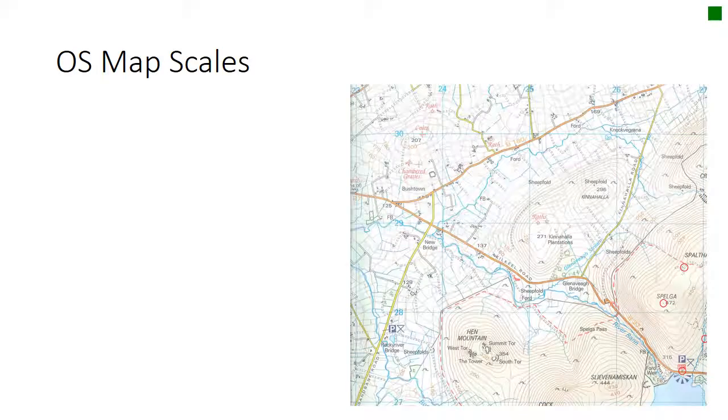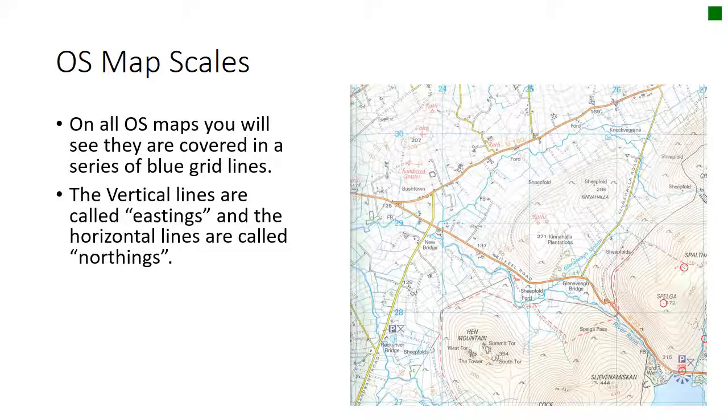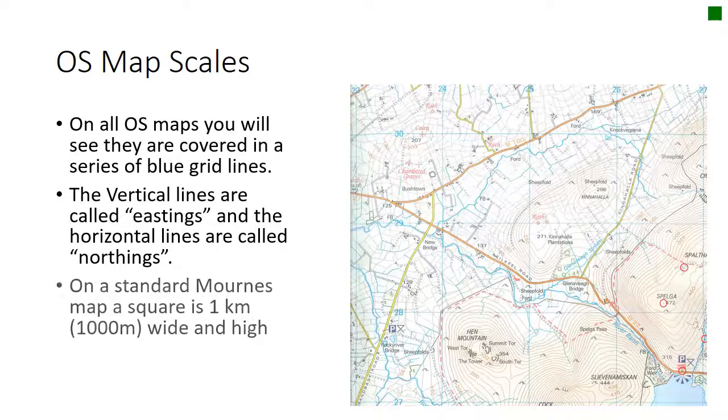So talking maps now, we're going to look at an actual Ordnance Survey map. So you'll see that they're all covered in blue grid lines, quite faint here, but I'll make those darker in a few seconds. The numbers going across the page east and west are called Eastings, and the numbers going up and down the page north-south are called Northings. Now, we use those basically to give coordinates, as you'll see shortly. On a standard map, though, the square is 1 kilometre wide and 1 kilometre high.